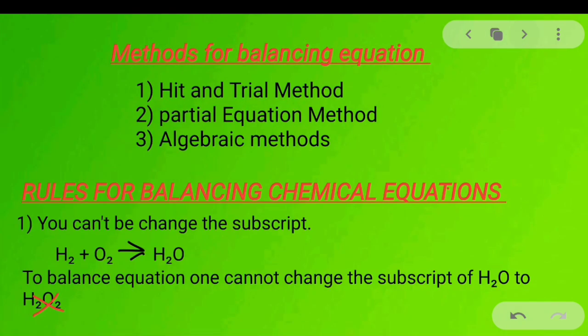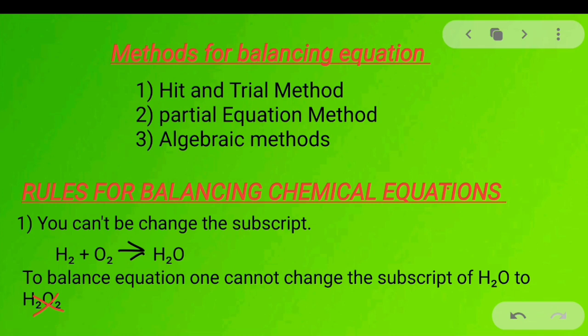Now, let us know what are the methods for balancing the chemical equation. First method is hit and trial method. Second is the partial equation method. Third is algebraic method. First, let us know what are the rules for balancing the chemical equation.